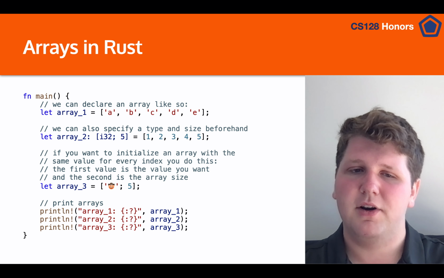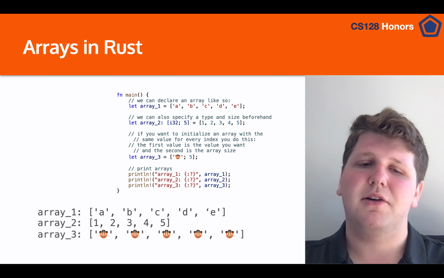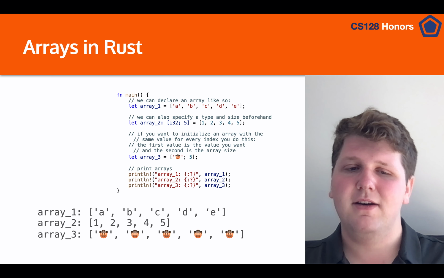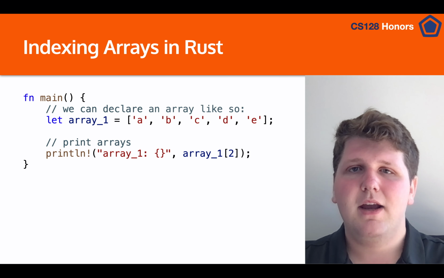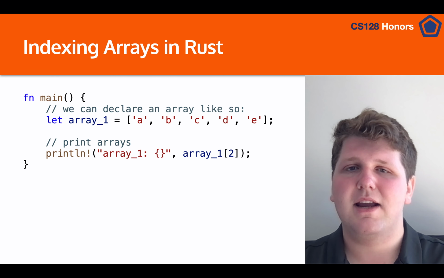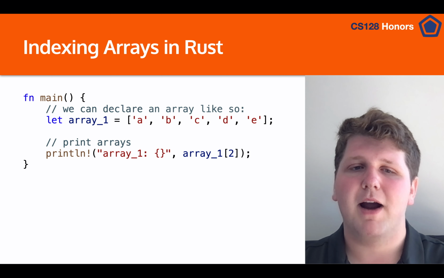If we were to print all 3 of these arrays out, you'll see that we get the alphabet for the first one, 1 through 5 in the second, and then the cowboy emojis in the third. Now to access these values in an array, if you don't want to print out the entire array, all you have to do is use the square brackets just like you would in any other language, and this will print it out just fine.